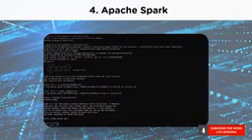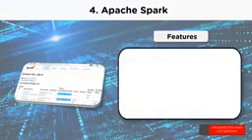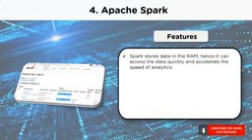So this is how the interface of Apache Spark looks like. Now let's look at the important features of Apache Spark. Spark stores data in the RAM, hence it can access the data quickly and accelerate the speed of analytics. Spark helps to run an application in a Hadoop cluster up to 100 times faster in memory and 10 times faster when running on disk.